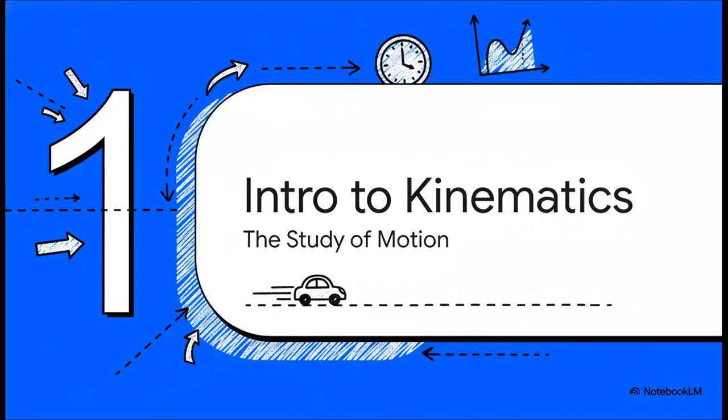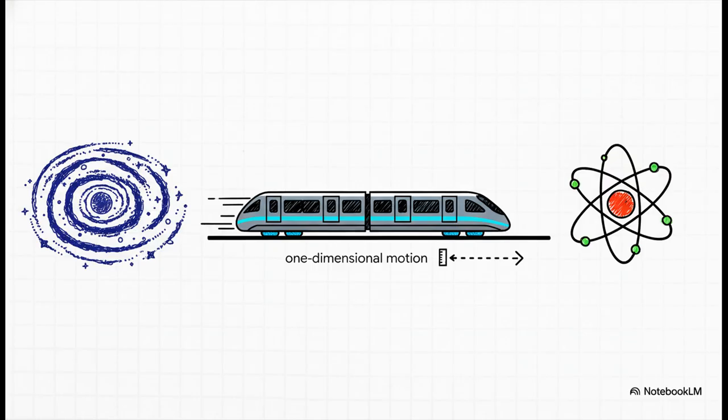First up, what are we even talking about when we say motion? This first section really sets the stage for everything that comes after. I mean, just think about it. From the way galaxies swirl through space to the tiny dance of atoms, our entire universe is in constant motion. To make sense of all that, we have to start with the simplest case, one dimension. So picture a high-speed maglev train on a perfectly straight track. That's exactly the kind of motion we're going to be dissecting in this chapter.